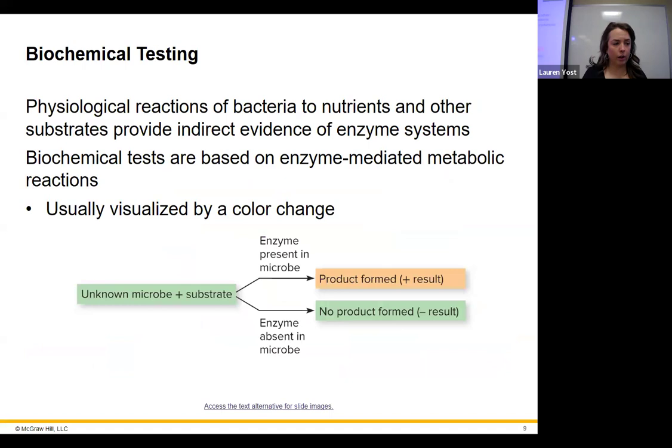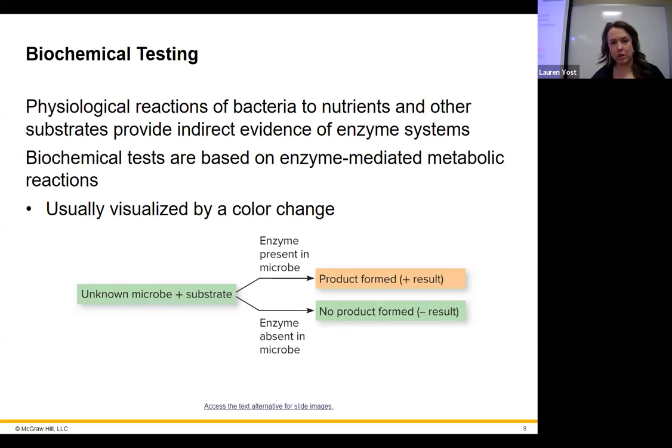This brings us to those biochemical tests. And already in our selective and differential media that we talked about in the lab, we have the presence of certain biochemical testing, whether or not your organism can break down A into B product. They're going to be using an enzyme to achieve that. That's just how it always works.